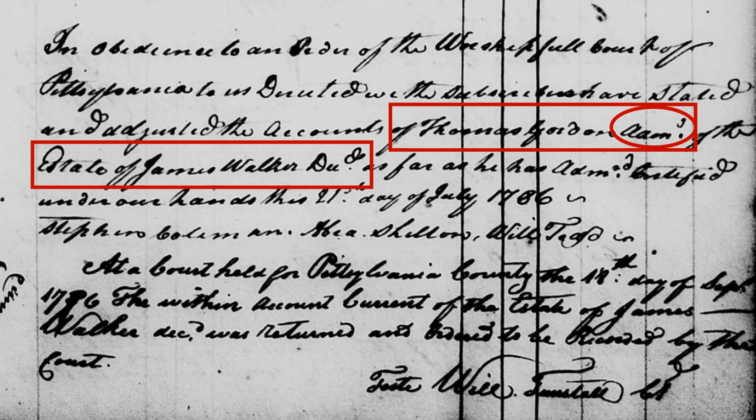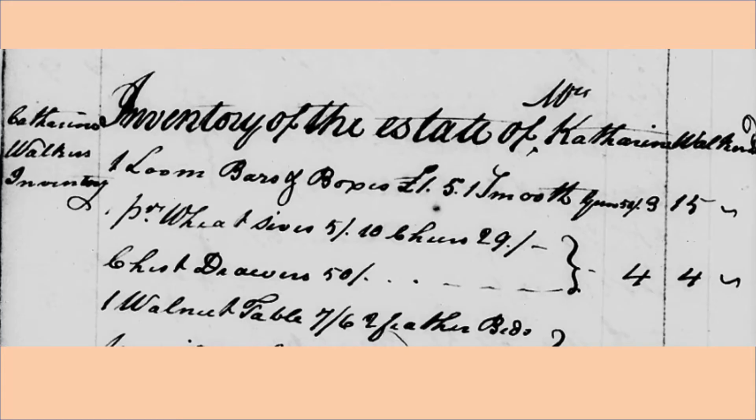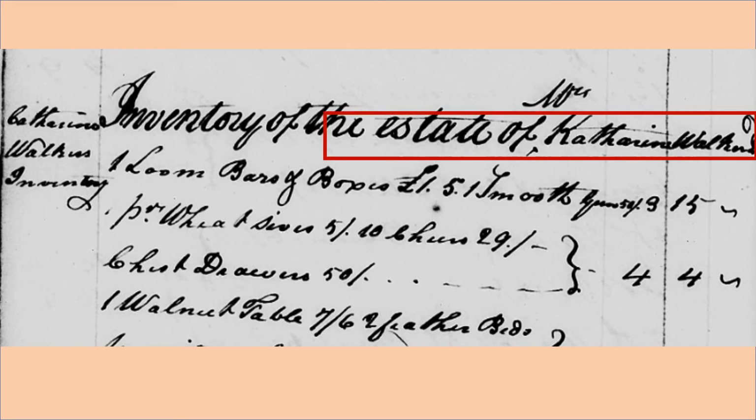The last thing you want to note is the date. This is not the date they died, but at least you know they died before this date, and often it is within a few months of the date. When looking for an account current record, watch for other records that might pertain to the person you're looking for. This is an inventory of the estate of Mrs. Catherine Walker, who was James Walker's wife. See the previous video on inventories to learn more about finding inventories and what you might find.